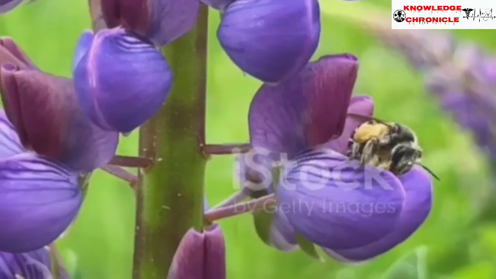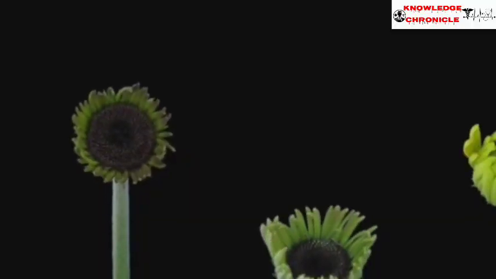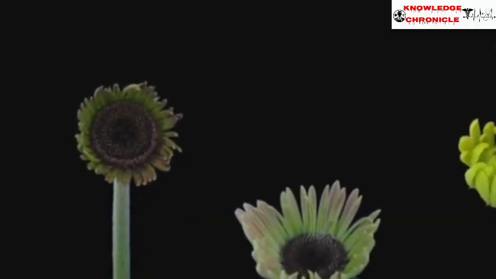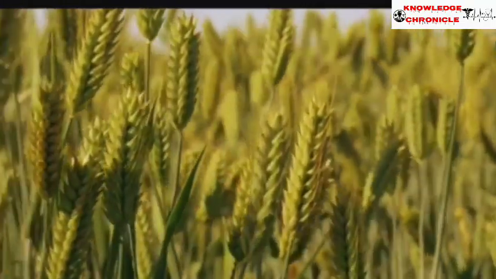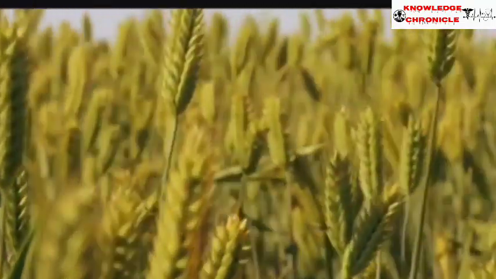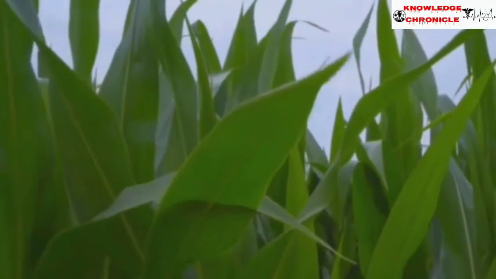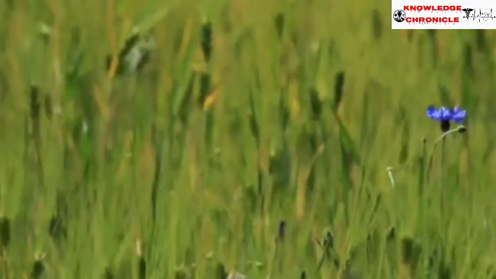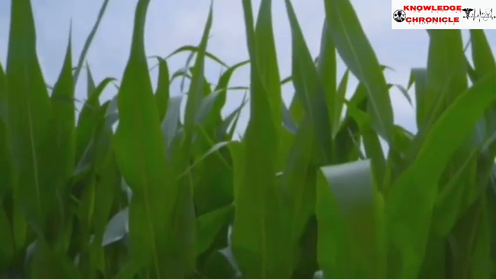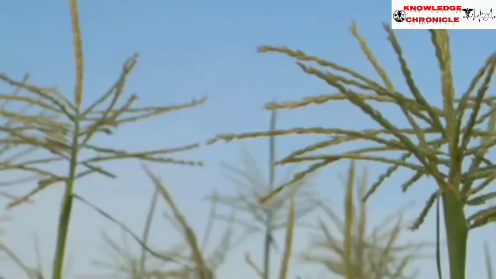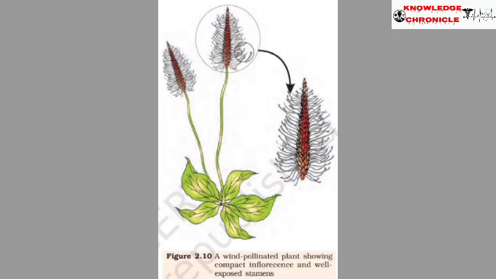Agents of pollination. Plants have developed a brilliant network of helpers, pollination agents, which can be abiotic, non-living, or biotic, living. A. Abiotic pollination, wind and water. 1. Wind pollination, anemophily. Plants like grasses, corn, and wheat rely on wind. Their flowers are small and non-showy, produce lots of lightweight, non-sticky pollen, and have exposed stamens and large feathery stigmas to catch pollen. Example: ever seen the tassels on a corn cob waving in the wind? Those are stigmas waiting to catch pollen.